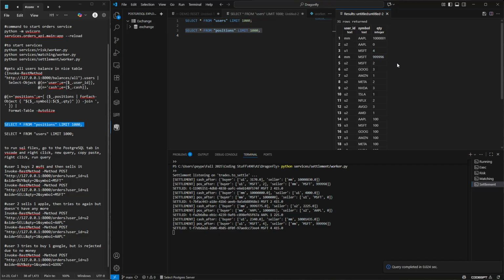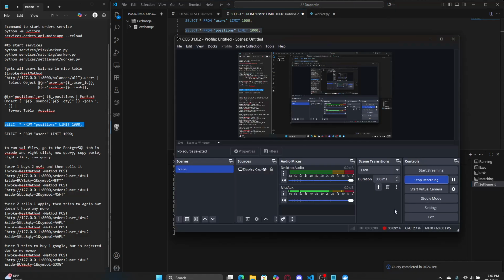So now user one does have 4 Microsoft stock. So that is the end of this demo.